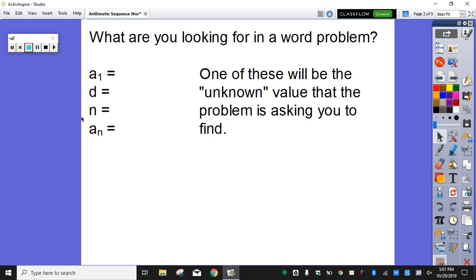Sometimes they'll give you a term and a term number, but they won't give you the difference. Or they won't give you the first term, but they give you all this other information. And so not only do you have to identify which particular part of an arithmetic sequence they're giving you, you have to figure out which part they're asking for.